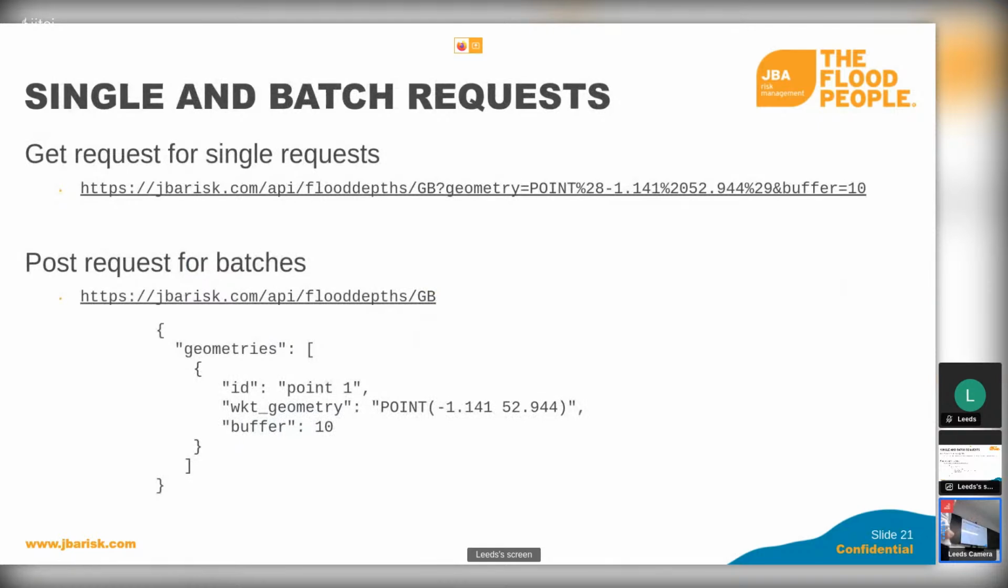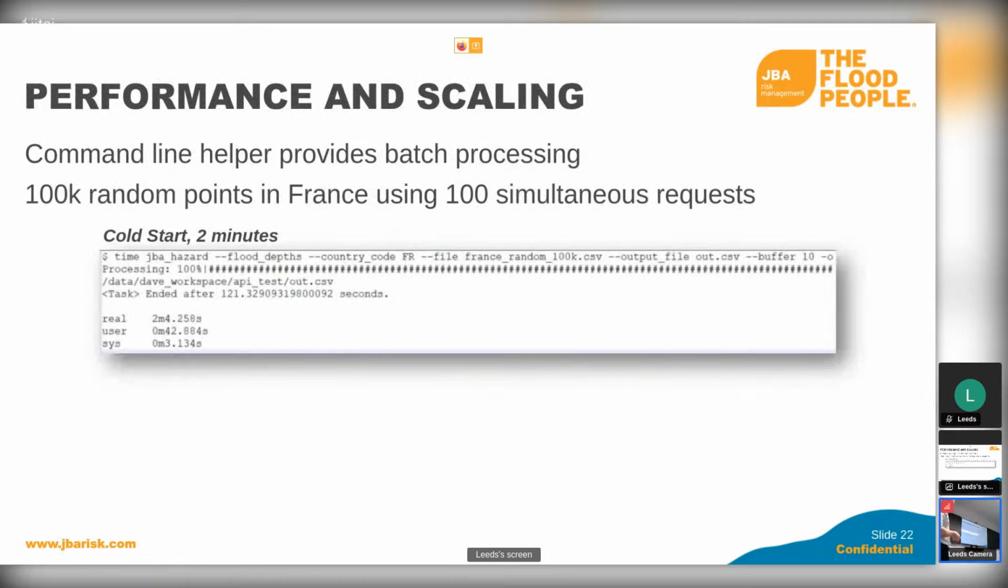In terms of how we've structured the API, you can hit single locations with a GET request. You can also send batches of locations and calculate, say, 100 points at a time, and that improves the efficiency for running through very large data sets. To give some information on performance and scaling, this was a data set that we set up just to try things out. This is 100,000 random points in France that we were applying to the API to look up the flood risk. It was a 10 meter upload against the 5 meter resolution map.